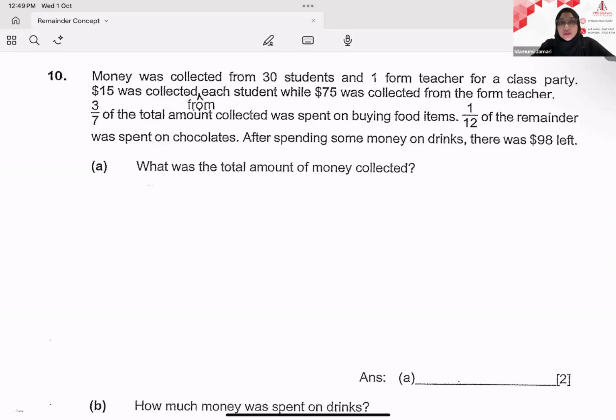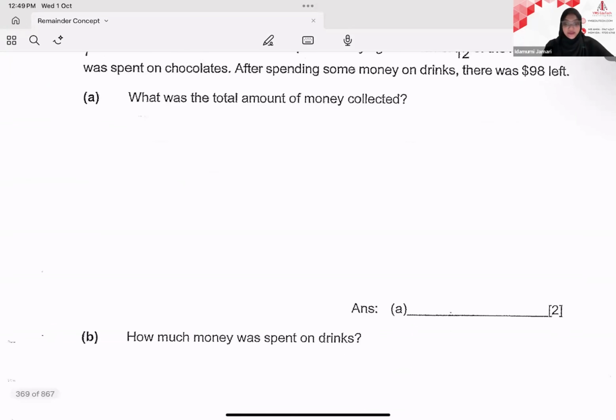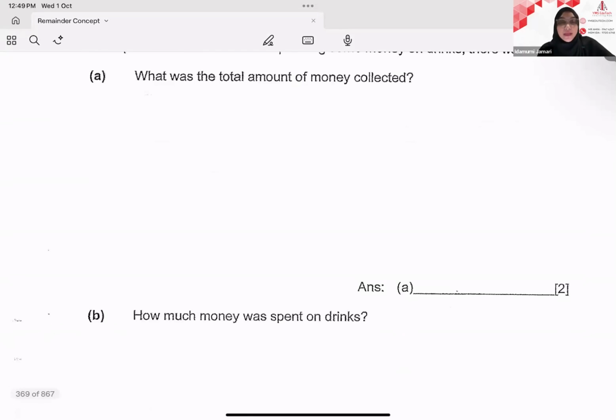3 out of 7 of the total amount collected was spent on buying food items. 1 out of 12 of the remainder was spent on chocolates. After spending some money on drinks, there was $98 left. A. What was the total amount of money collected? And B. How much money was spent on drinks?